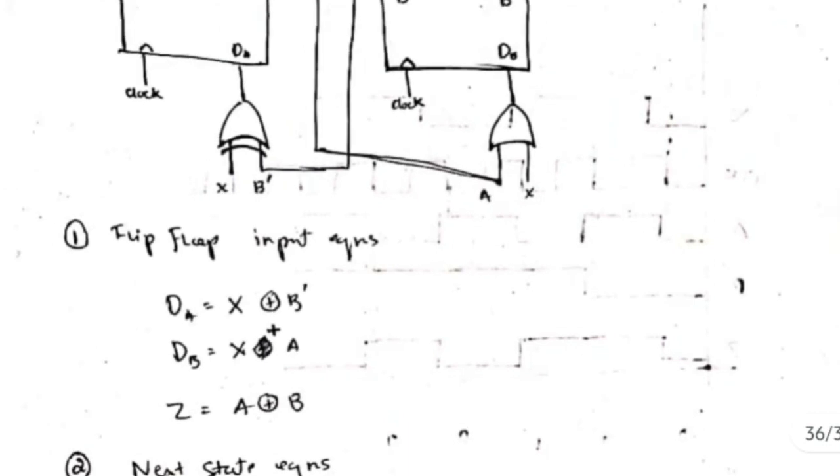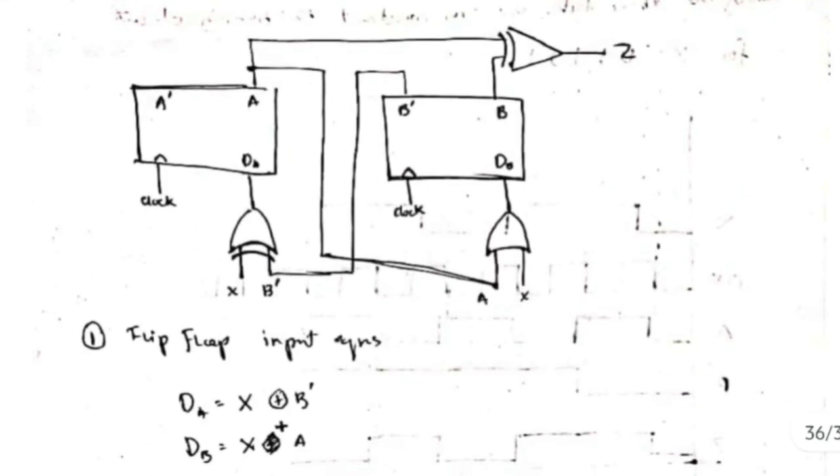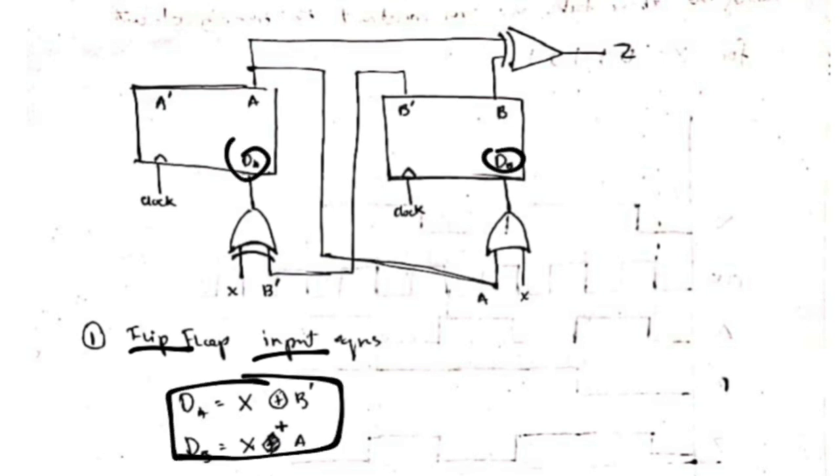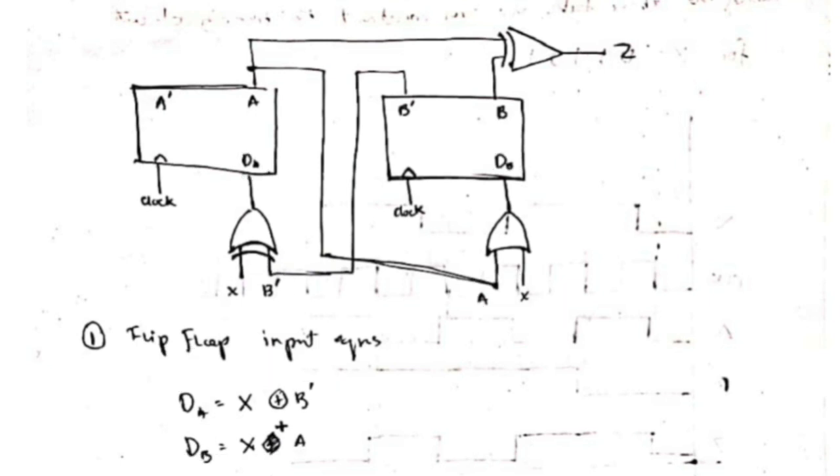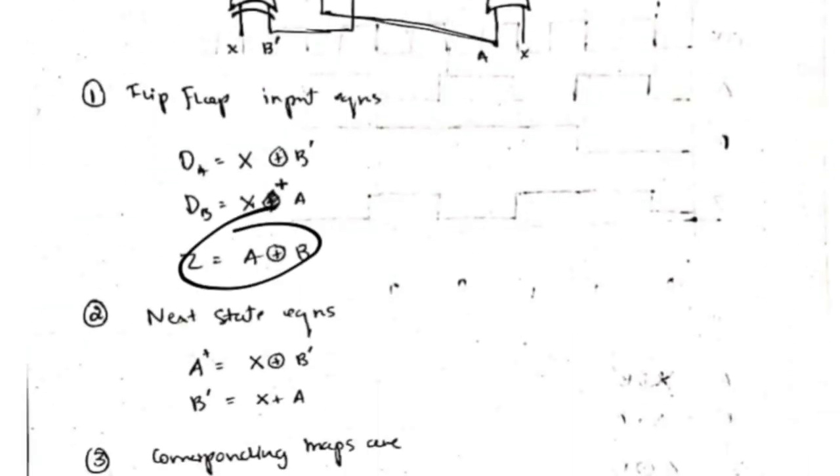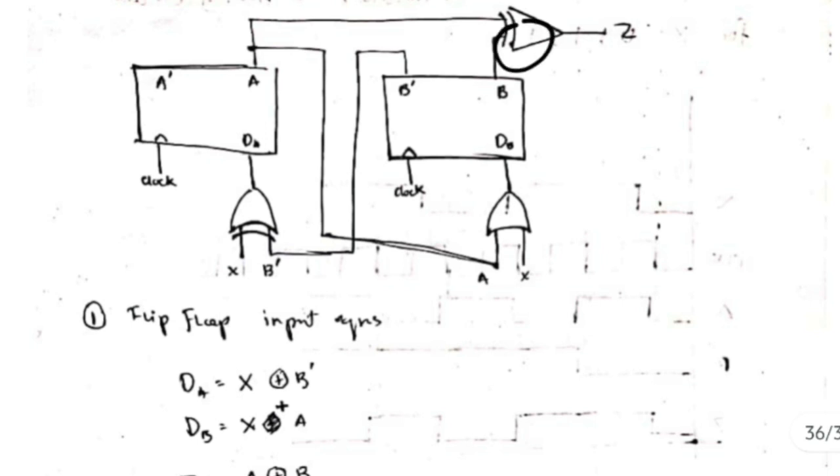Now coming to the circuit diagram, you have this circuit diagram here, and firstly we will note down the flip-flop inputs for DA and DB. Okay, this is DA and DB, which is A and X, A or X, and X XOR B dash. Then Z is A XOR B. See, this is Z. Okay, this is given to be A XOR B.